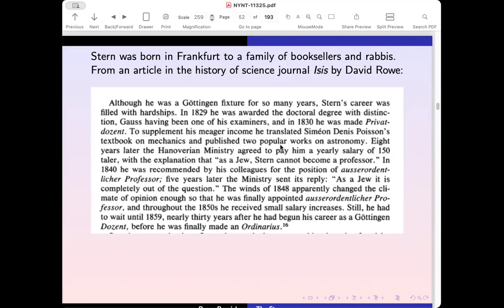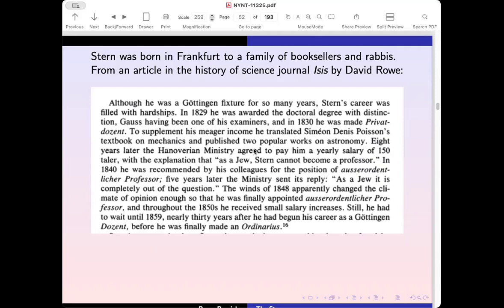8 years later, the ministry agreed to pay him a yearly salary with the explanation that, quote, "as a Jew, Stern cannot become a professor." In 1840, he was recommended for the position of associate professor, and 5 years later, the ministry said, "as a Jew, it is completely out of the question." It is worth reminding here that being a Jew at the time was a religious choice. You could convert to Christianity, and then you could get your professorship.